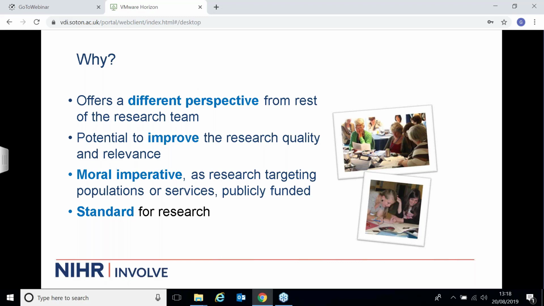Patients and public can help recruitment procedures, making them more sensitive to various communities. They can help ensure patient information sheets, protocols, consent forms are in plain, accessible language. They can make sure, of course, that the questions you ask in your research are more relevant to the population, that your methods are more acceptable for any given population.